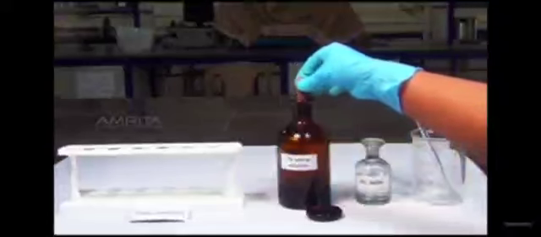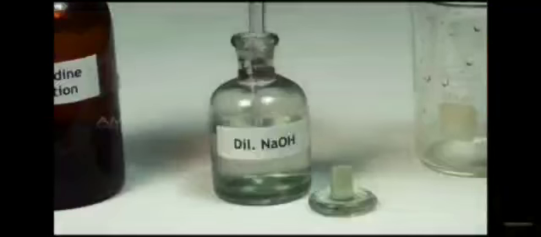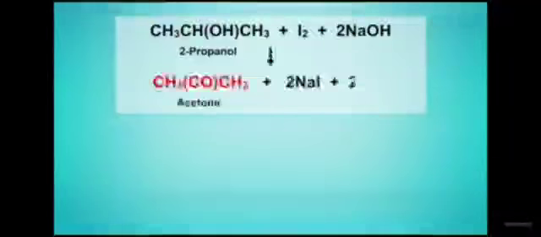Procedure. Take about 1 ml of the given compound in a clean dry test tube. To this, add a small quantity of 1% iodine solution using a dropper. Then add dilute sodium hydroxide solution drop-wise until the brown color of iodine is discharged. Warm the mixture gently on a water bath.